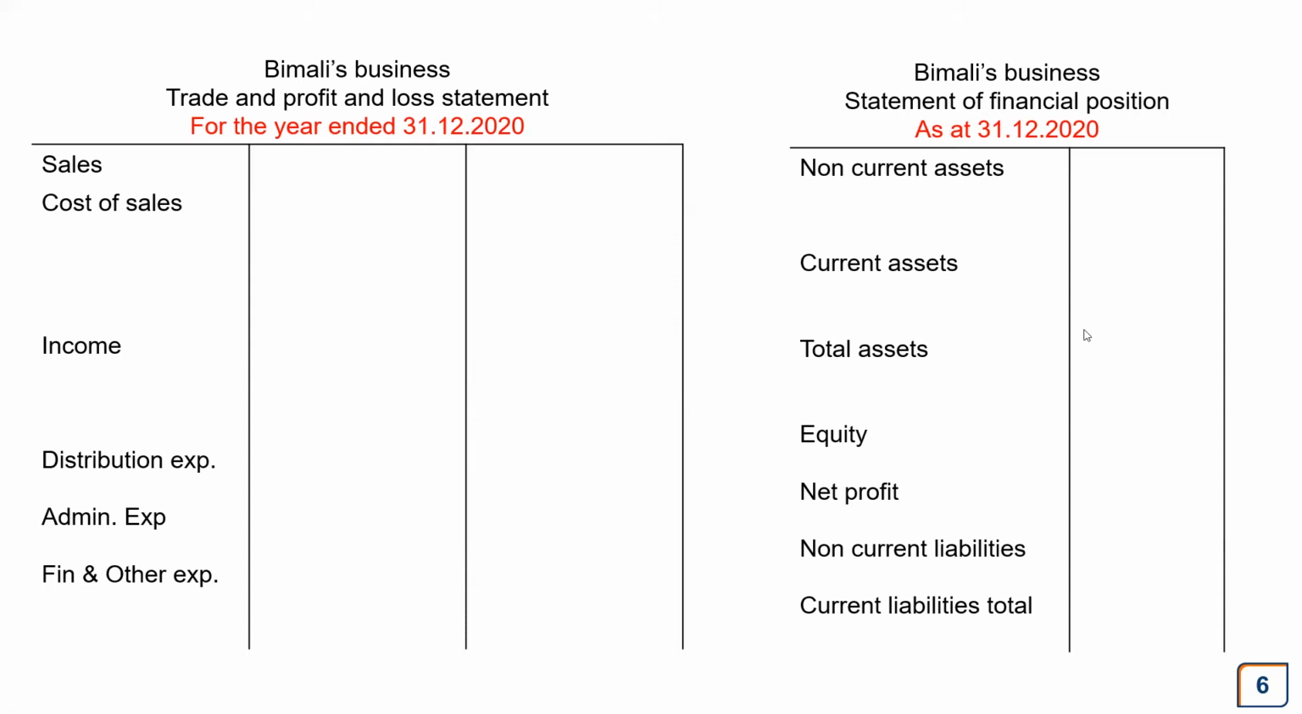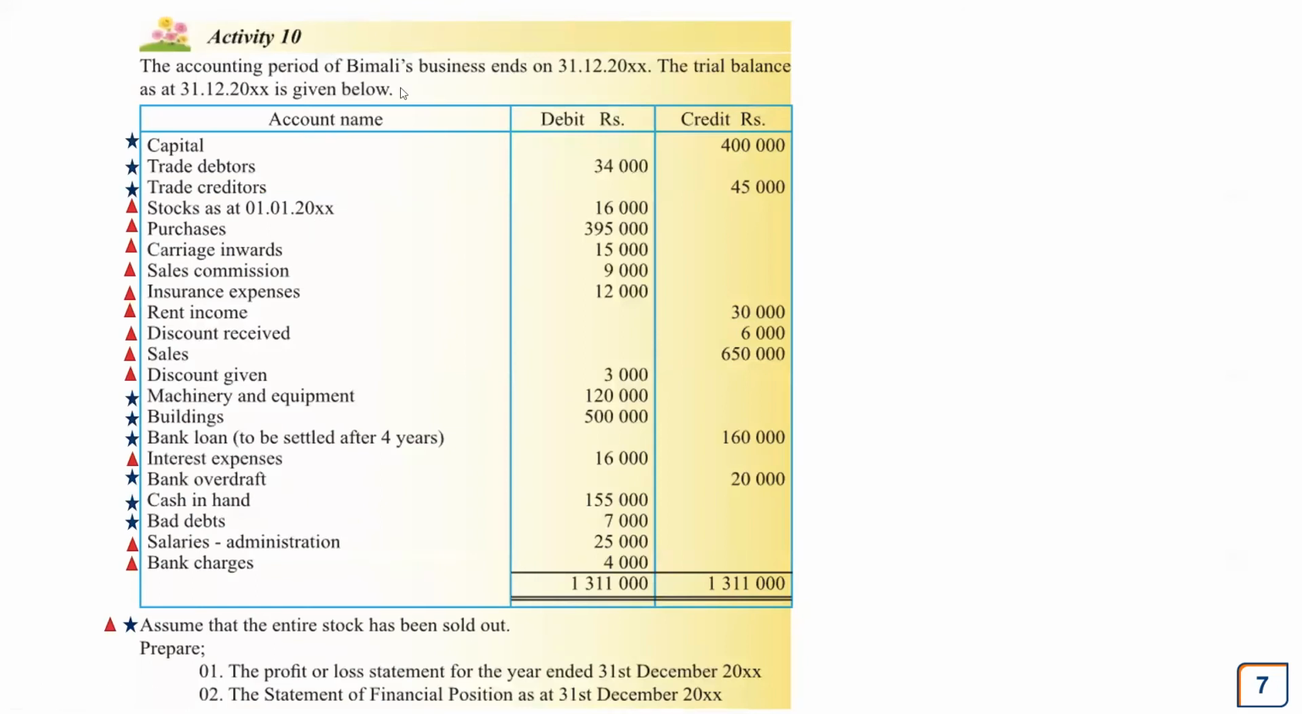Similarly, in the statement of financial position, you can have a particular format. You can easily extract that and record your transactions. So I'm going to discuss activity number 10 with you. This is about Bimal's business. Could you see that I have used blue stars and red triangles? This is because I have classified all the transactions or accounts using blue stars, showing that they only fall under the statement of financial position.